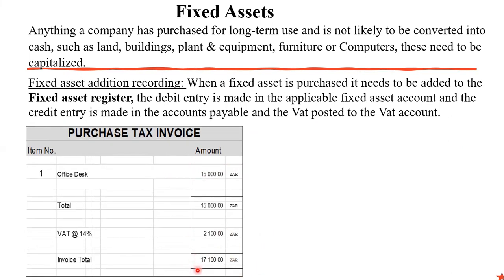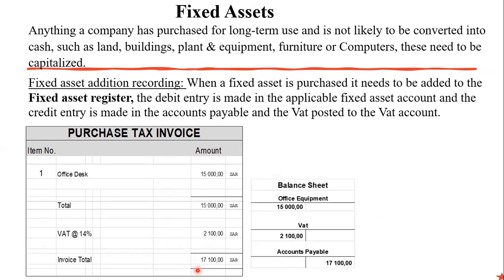2,100 was the VAT, and the total invoice is 17,100. That's what the posting is going to be. It's a debit to the balance sheet. All these items are now on the balance sheet. It's not going to go to the income statement as explained before. These are the items one needs to be careful of, that they don't go through the income statement.